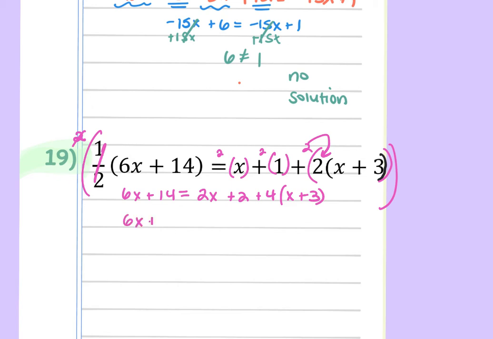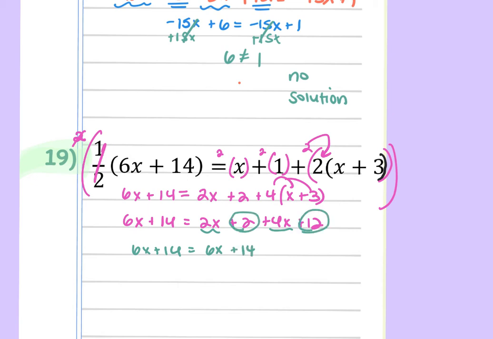I would distribute the 4 inside here. I get 4x plus 12. And then I want to combine my like terms on the right-hand side, sorry. 2x plus 4x, which is 6x. And then positive 2 and positive 12, positive 14.